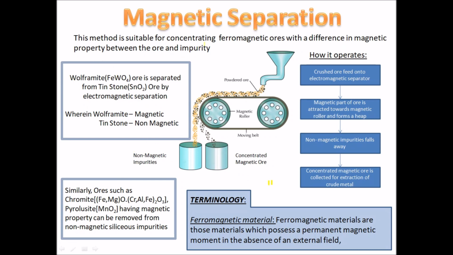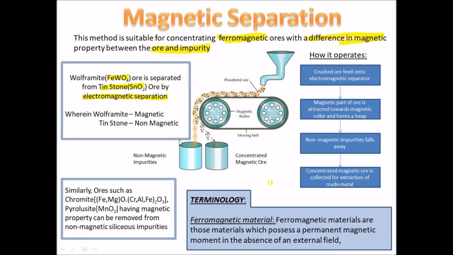Magnetic separation is suitable for concentrating ferromagnetic ores with a difference in their magnetic property between the ore and the impurity. Let's take two ores, wolframite ore, which can be separated from tin stone, where tin stone acts as a non-magnetic impurity. This can be done by electromagnetic separation. Let us see how electromagnetic separation operates.